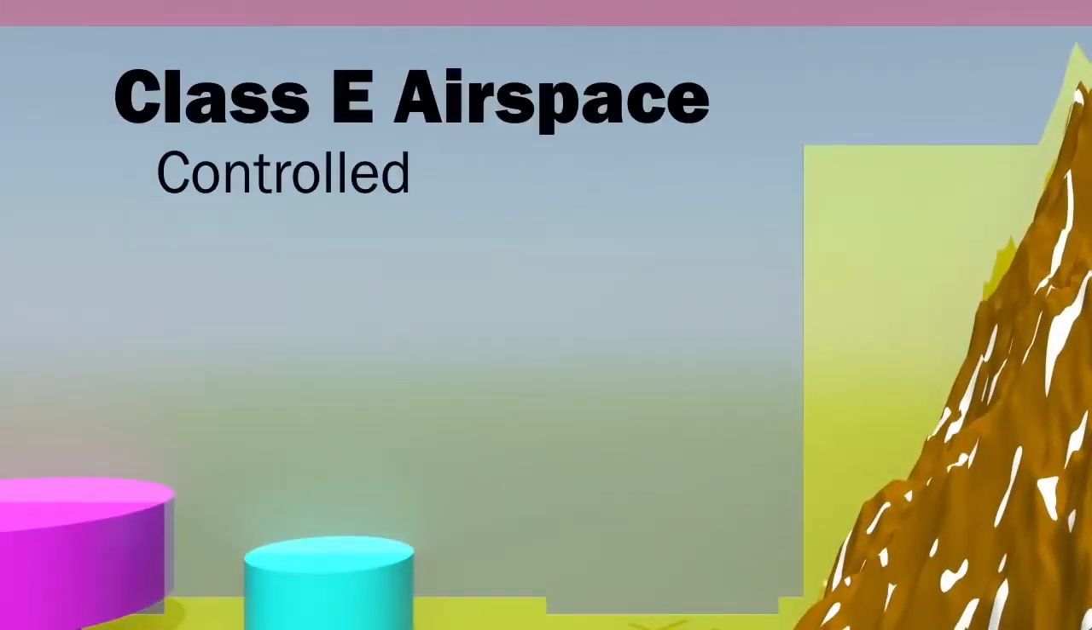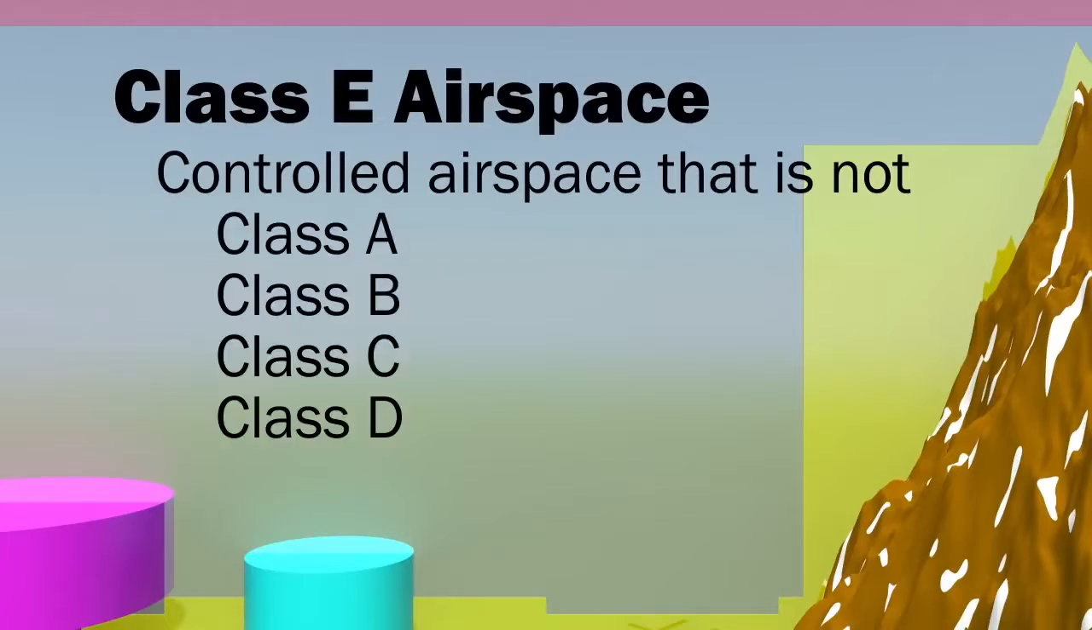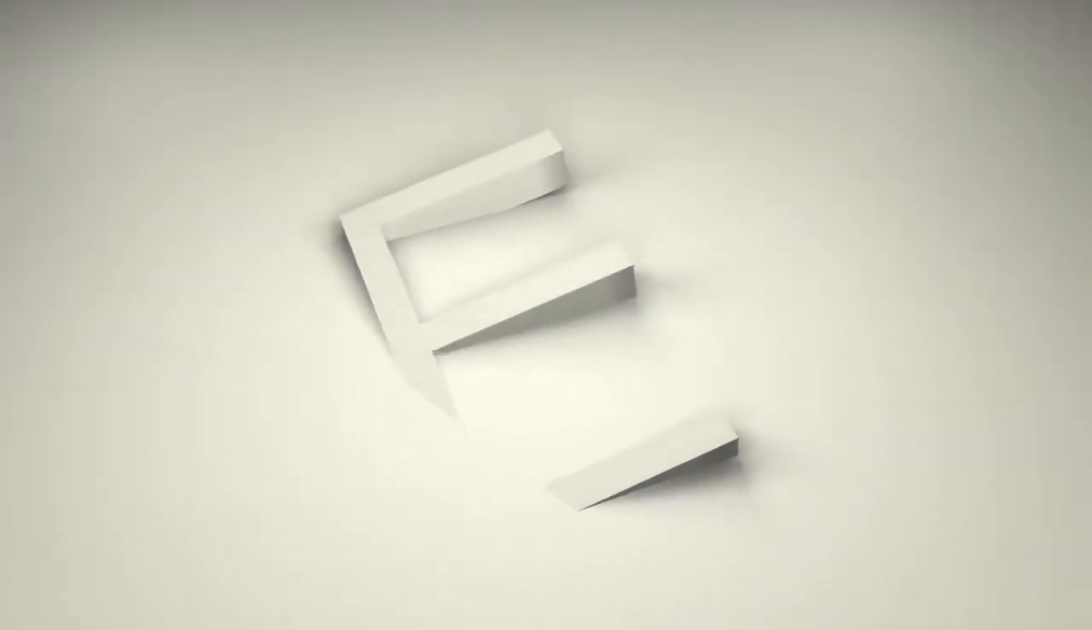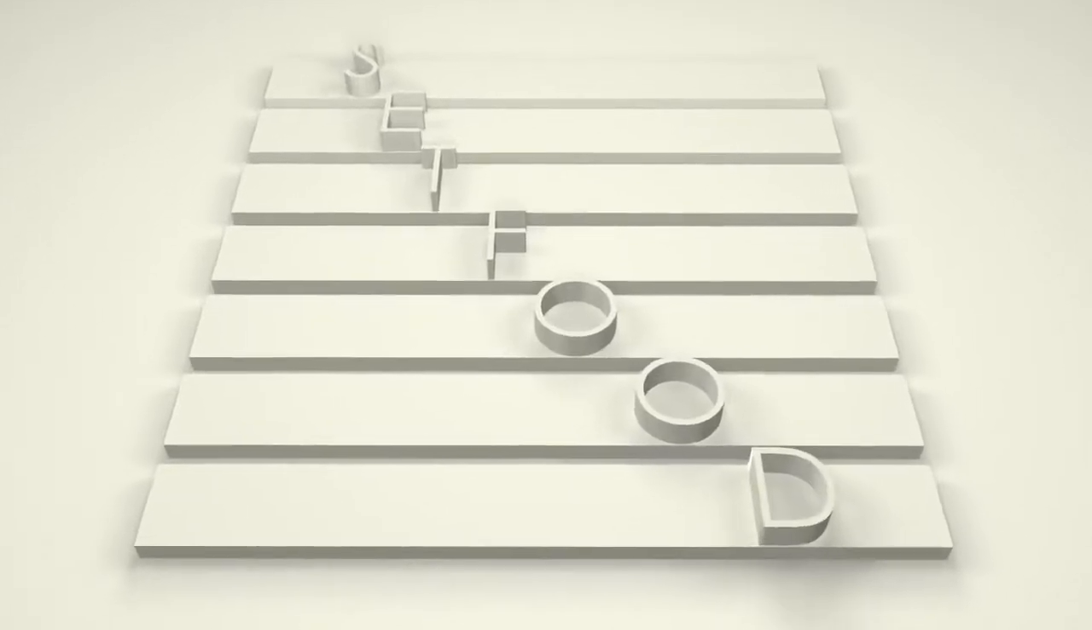Class E, or Echo airspace, is defined as controlled airspace that is not Class A, B, C, or D, and is one of the largest parts of the National Airspace System. Since this may seem like a vague definition, we can split the airspace up into 7 unique types or locations. To remember them all, we'll use the acronym SETFOOD.